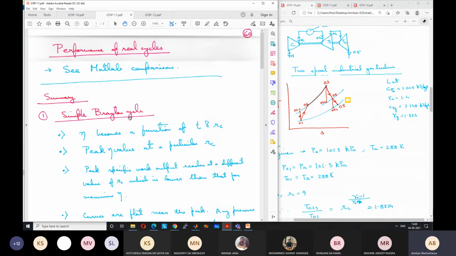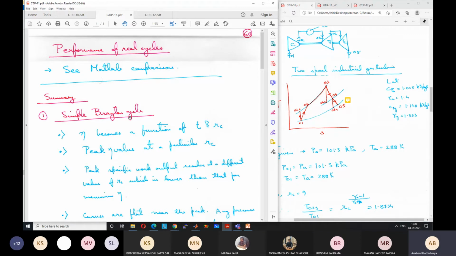Like, for example, the compressor efficiency can change, the turbine efficiency can change. Obviously, some of the things you can predict just by intuition: if the compressor efficiency decreases, overall efficiency will decrease, overall work output will decrease. So some of these are very easy to understand. If the turbine efficiency decreases, overall work output will decrease, overall efficiency of the cycle will decrease.